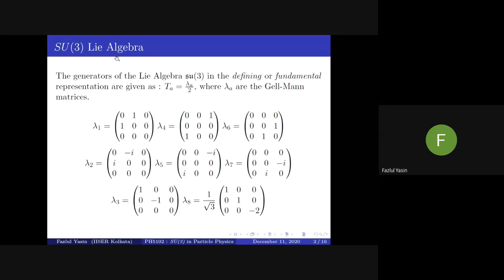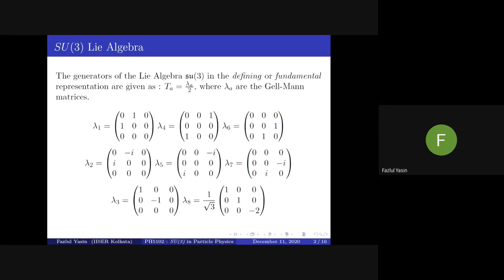First, we'll look at the SU3 Lie algebra, and we can see that the generators of the Lie algebra in the defining or fundamental representation are given in this way. Then T_a equals lambda_a by 2, where lambda_a are the Gell-Mann matrices, which are given here. These basically span all traceless Hermitian matrices, which are the requirements for the generators.